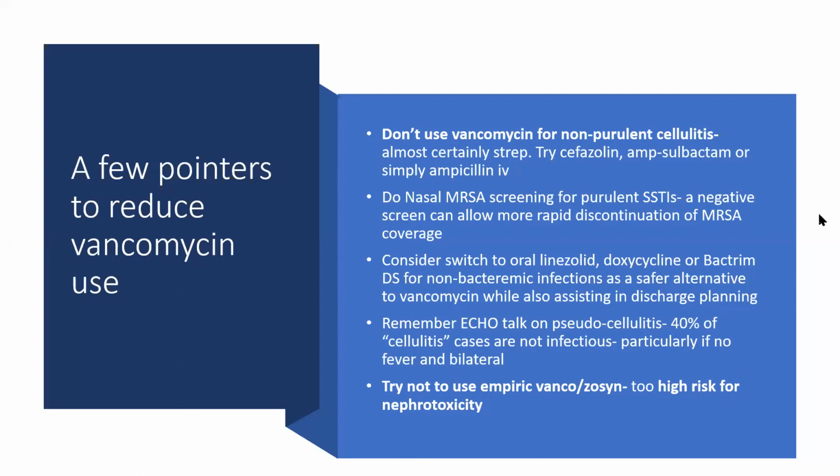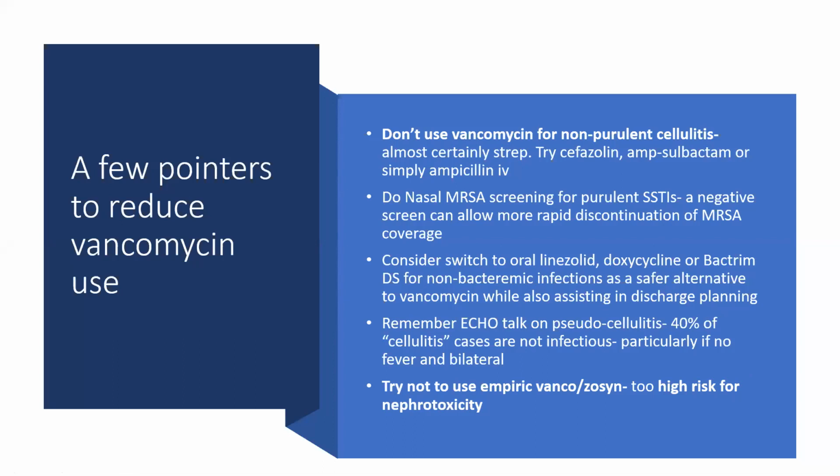So how can we reduce vancomycin use? Really don't use vancomycin for non-purulent cellulitis, almost certainly strep. Try cefazolin, or simply ampicillin. Do nasal MRSA screening for purulent soft tissue infections. A negative screen can allow more rapid discontinuation of MRSA coverage.